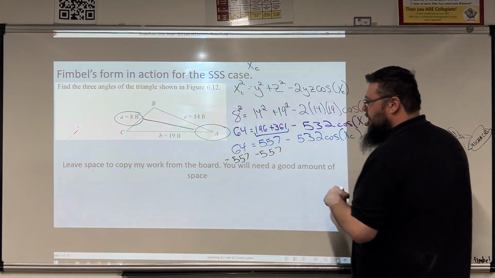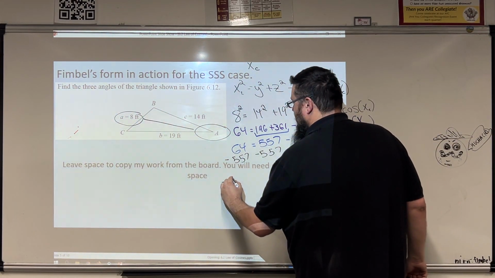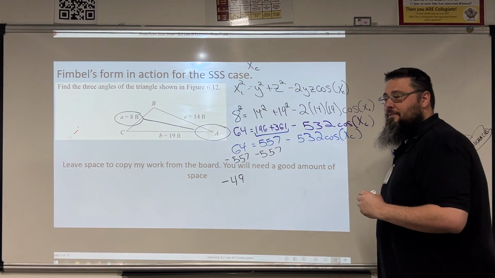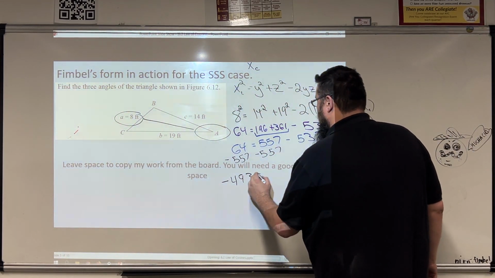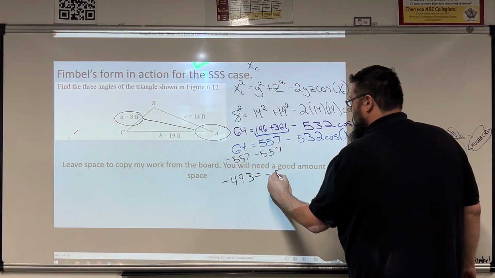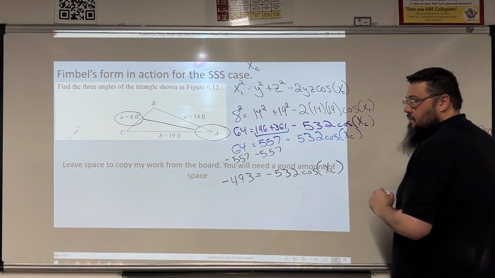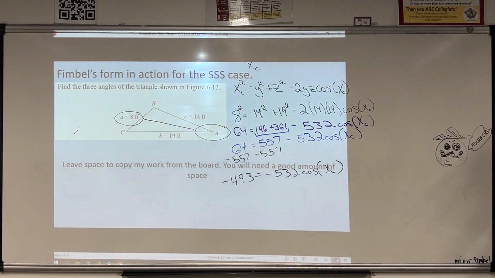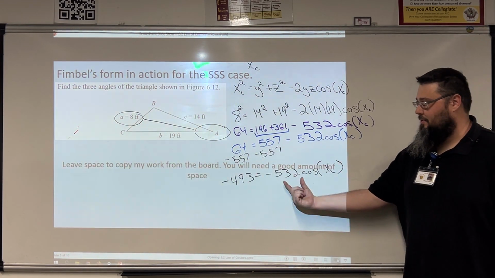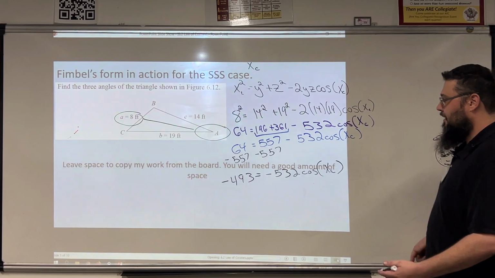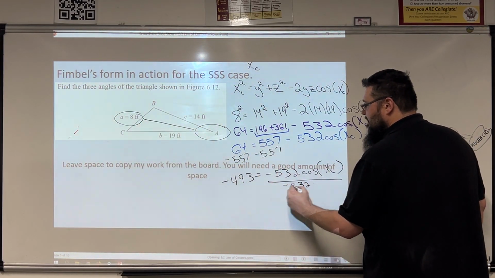What is 64 minus 557? All right, 490 is what I heard, and then I got confused. 493. 493, thank you. Equals negative 532. Good deal. Pick somebody for me. I have negative 532 times cosine. How do I undo multiplication? Division. Perfect. So what am I going to divide by? Negative 532.